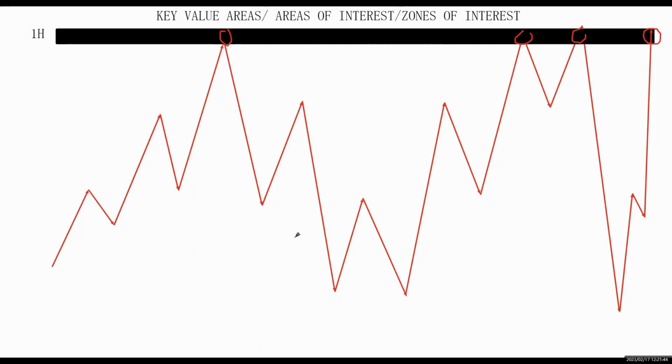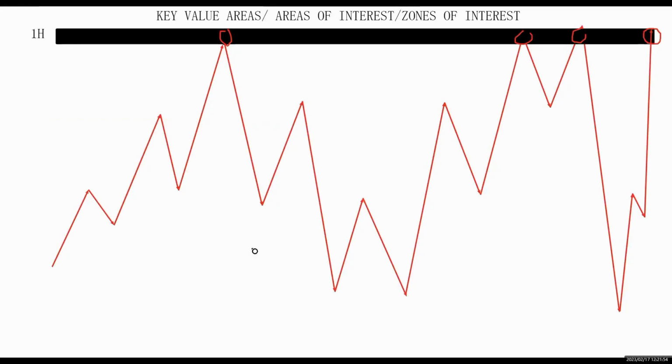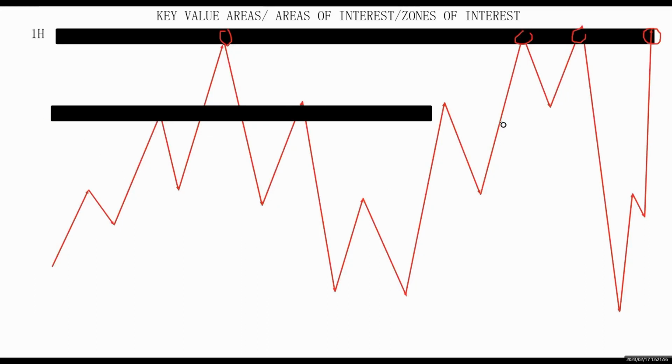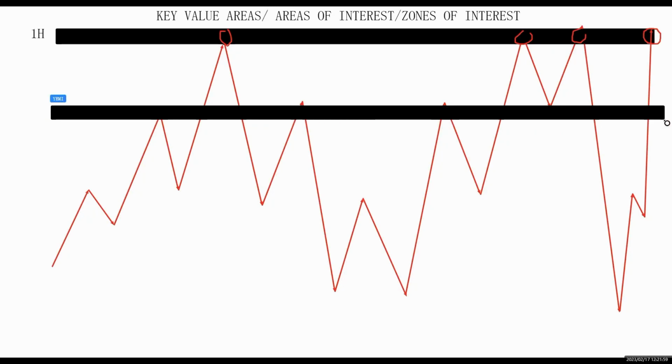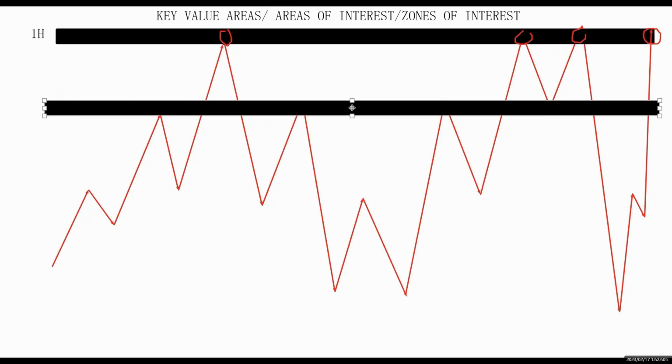Okay, so now let's look for other ones and let's identify them. So we have another one right here, which is this area. Let me take this out. So we have another one right here, which is this area right here. As you can see, we have another area of interest, which is what you can see right here. We have price making a resistance, resistance, resistance, and support.